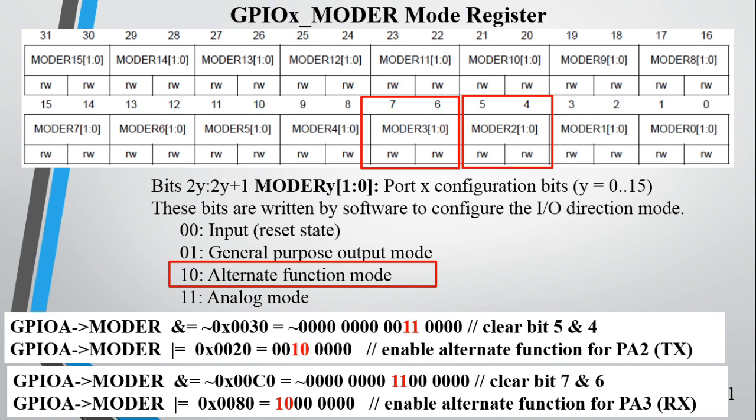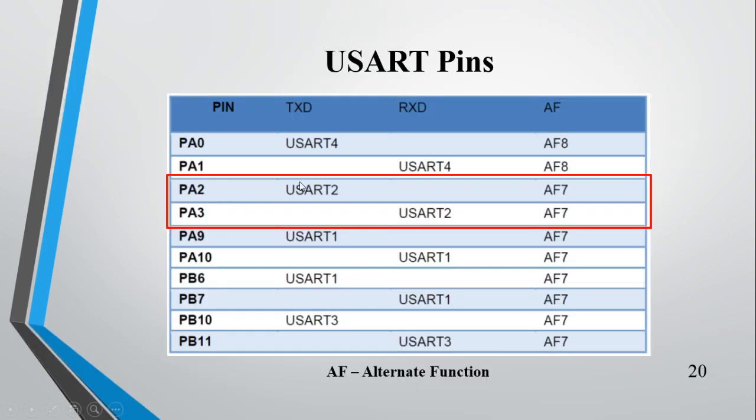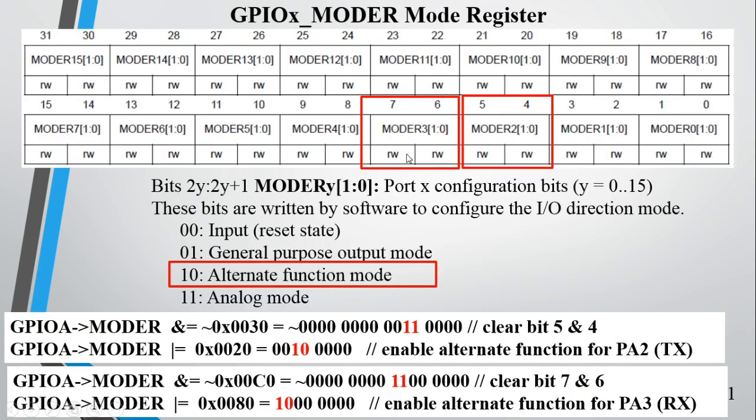In the previous slide, we have seen that in order to configure PA2 and PA3 as UART, you need to configure the alternate function. So in this step, you are going to configure PA2 and PA3 in alternate function mode. How will you configure PA2 in alternate function mode? Bit number 4 and 5 should be written with 1, 0. That is, the 5th bit should be 1, the 4th bit should be 0.